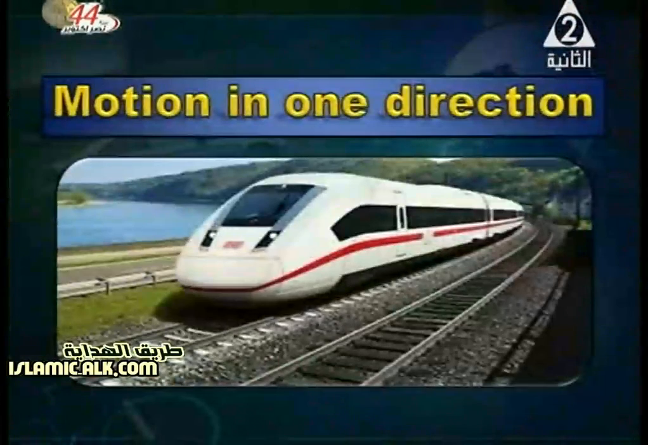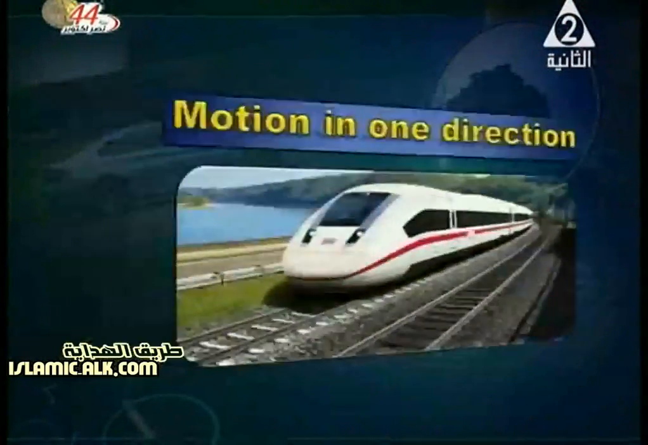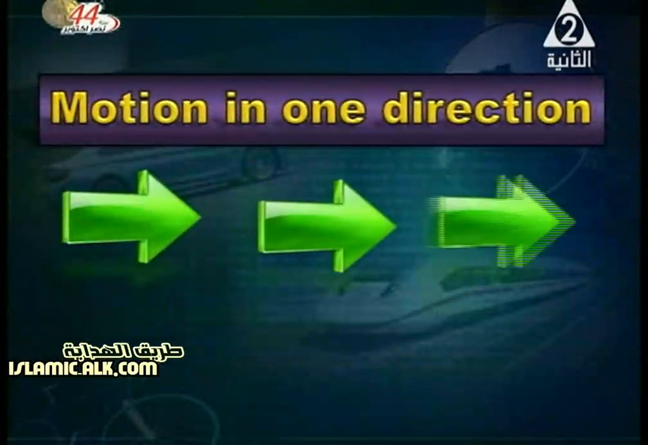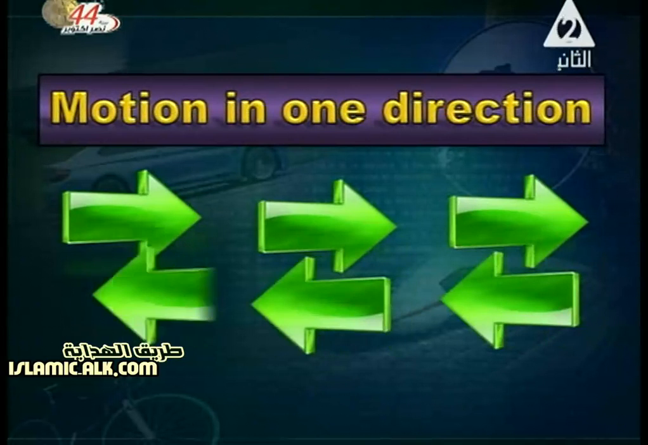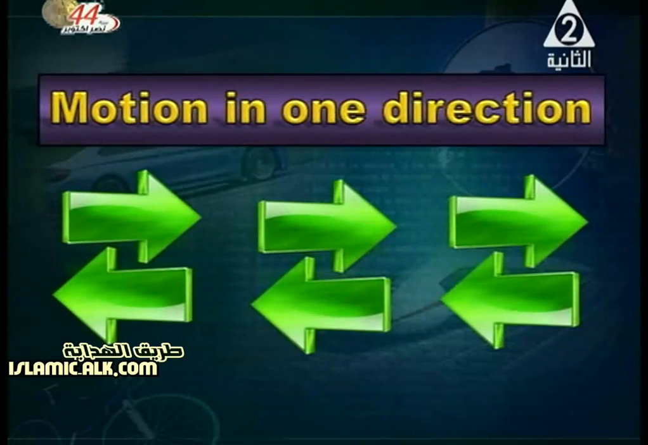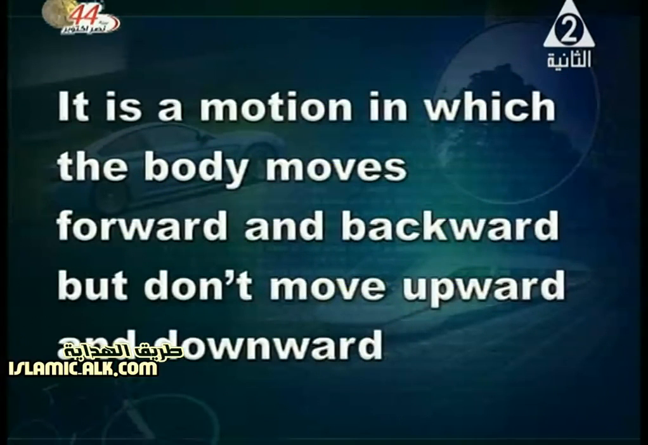Motion in one direction. What does this mean? Here it means moving forward only. Surely not, we can also move backward. Both of them are motion in one direction. It's motion in which the body moves forward and backward. But notice something: it doesn't move up and down as we saw before. Up and down is one kind of motion, but here it is forward and backward.